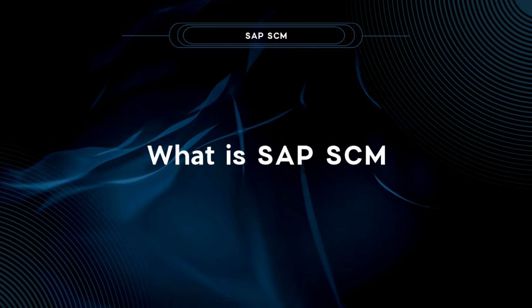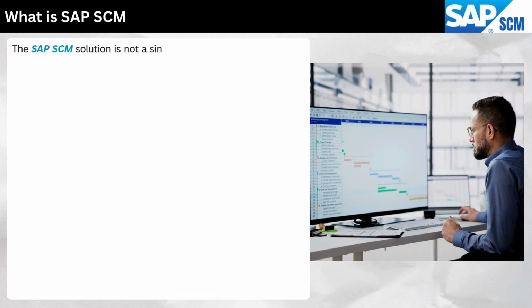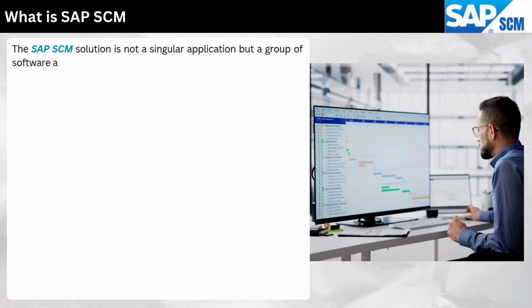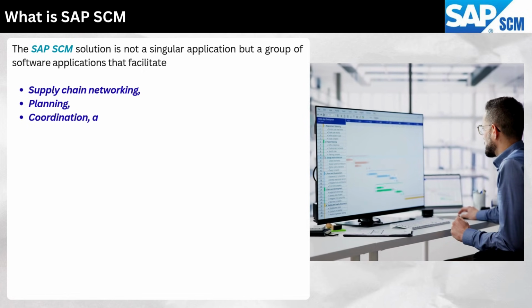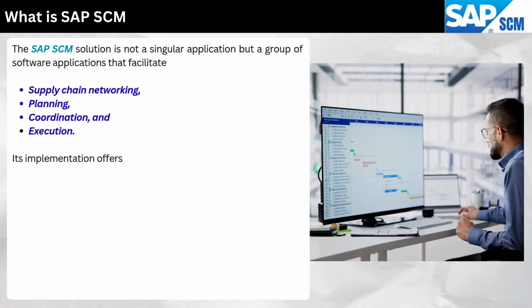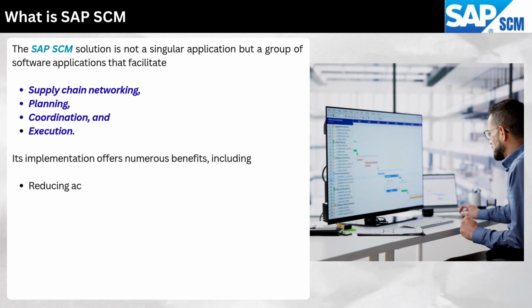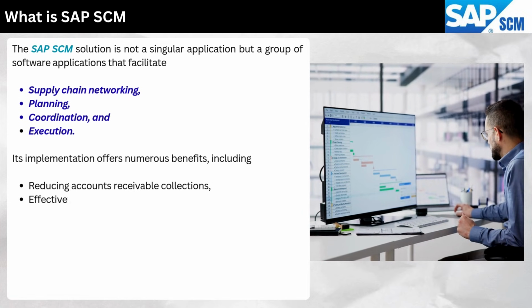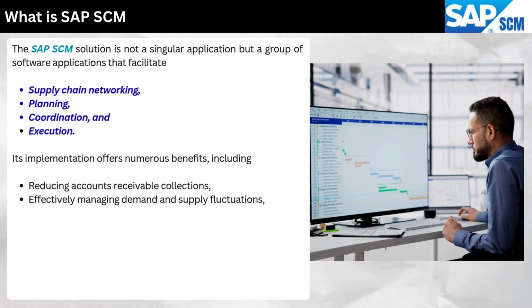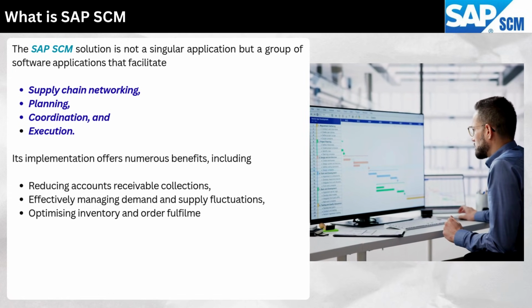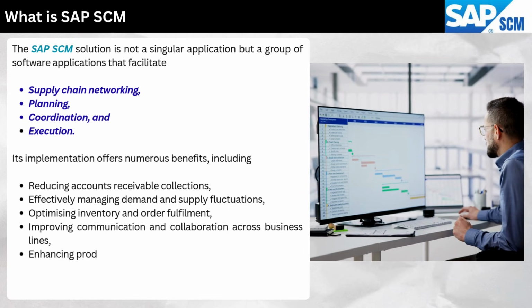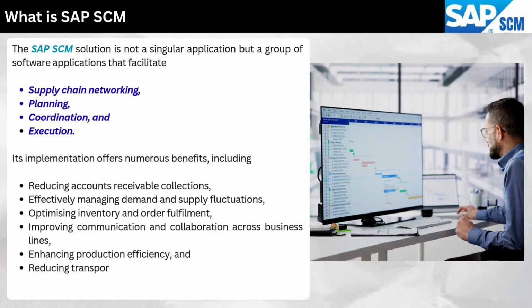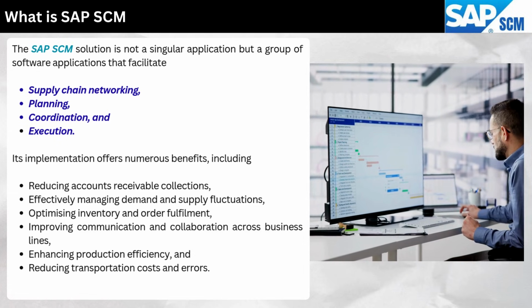What is SAP SCM? The SAP SCM solution is not a singular application, but a group of software applications that facilitate supply chain networking, planning, coordination, and execution. Its implementation offers numerous benefits, including reducing accounts receivable collections, effectively managing demand and supply fluctuations, optimizing inventory and order fulfillment, improving communication and collaboration across business lines, enhancing production efficiency, and reducing transportation costs and errors.